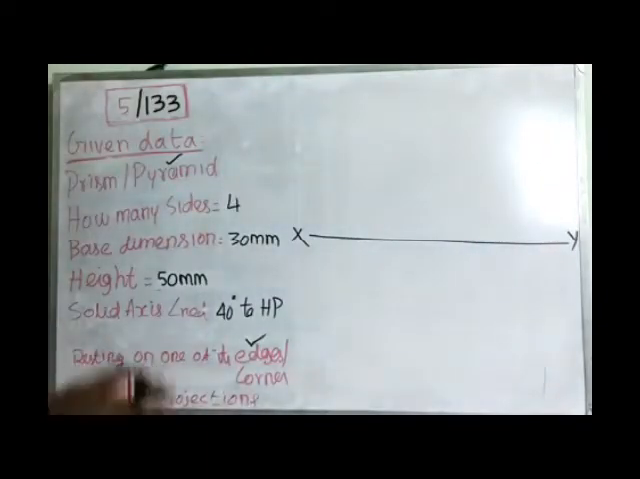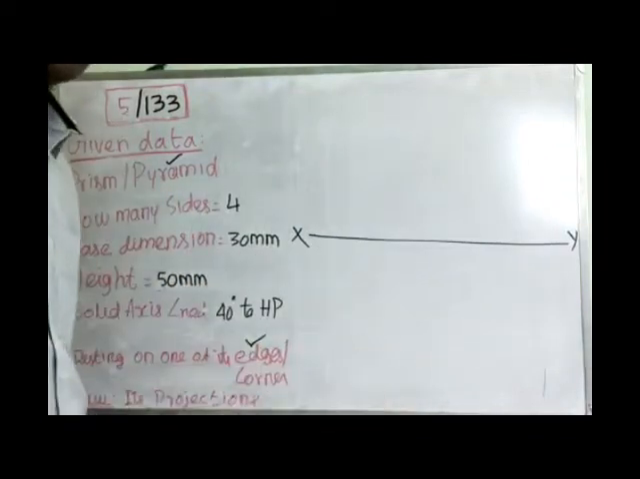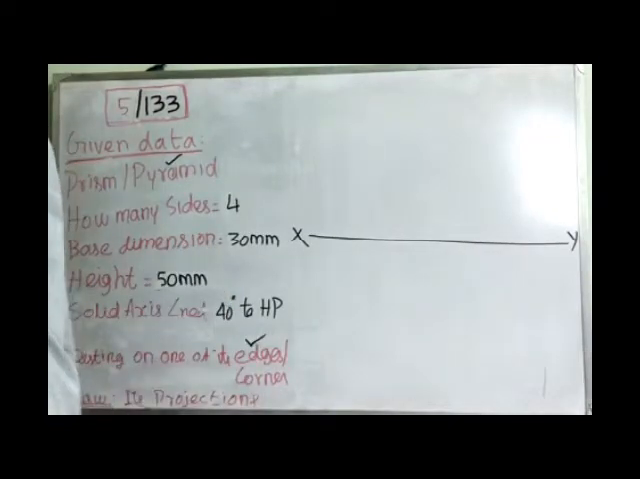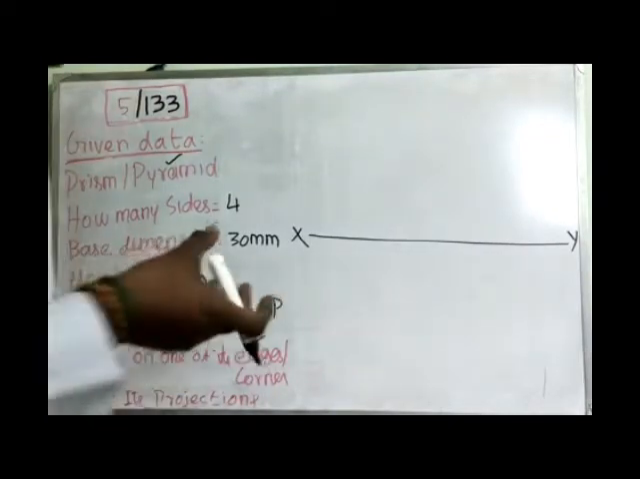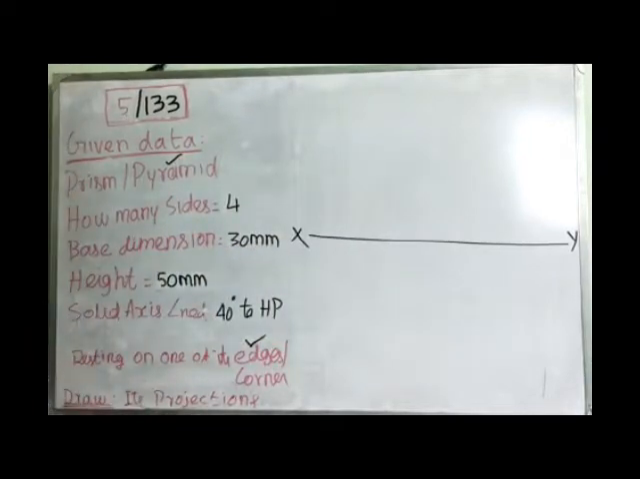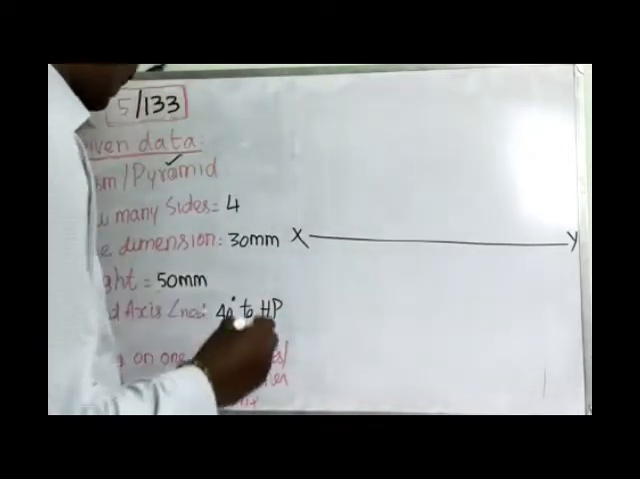So you must know, if you split up this given data from your question, you can understand the problem very well. You have to extract these given data from the question. So draw its projections. It is resting on one of its base edges, square pyramid.